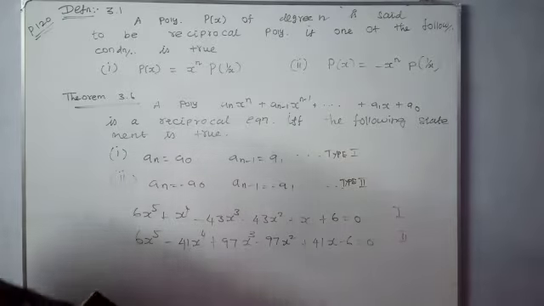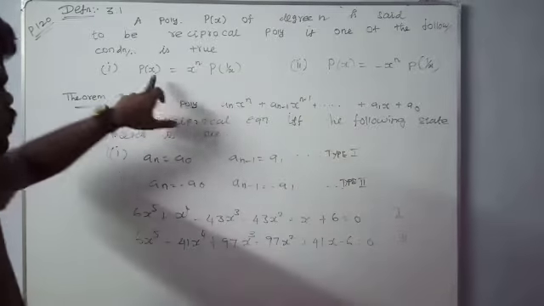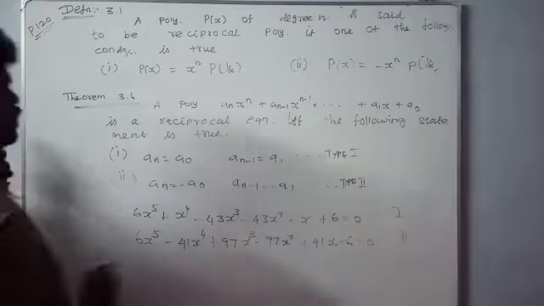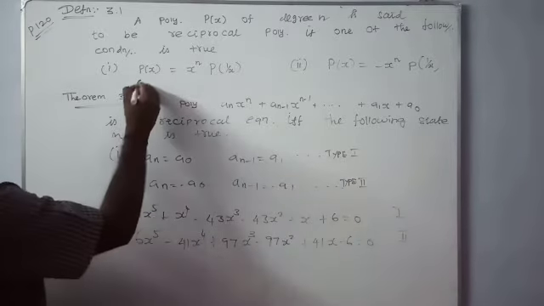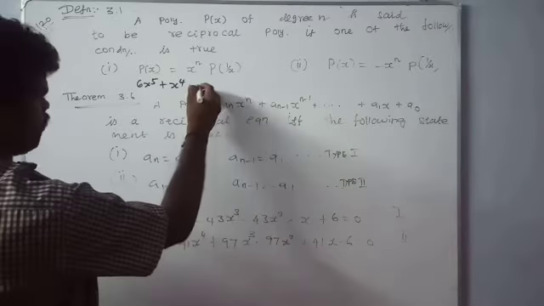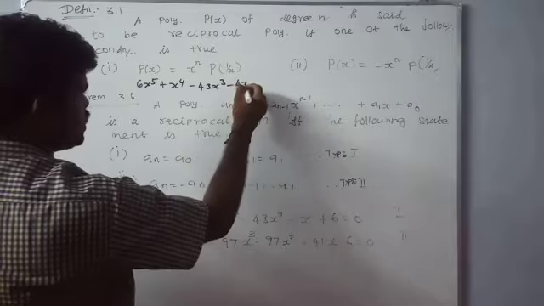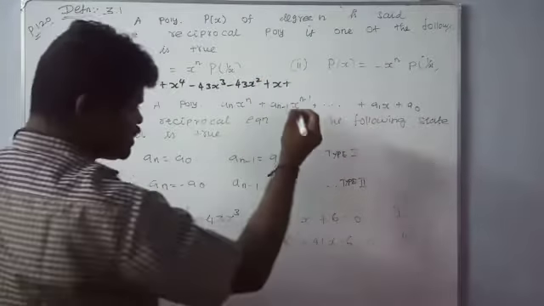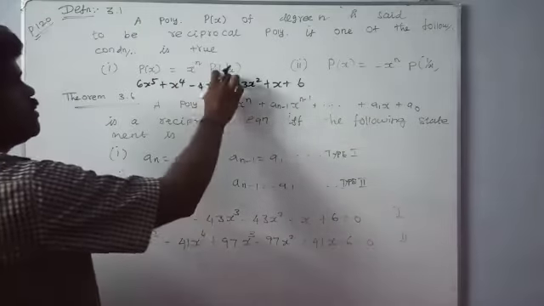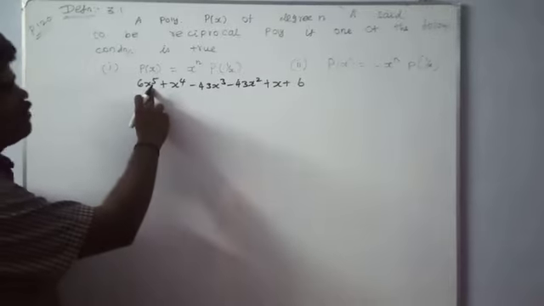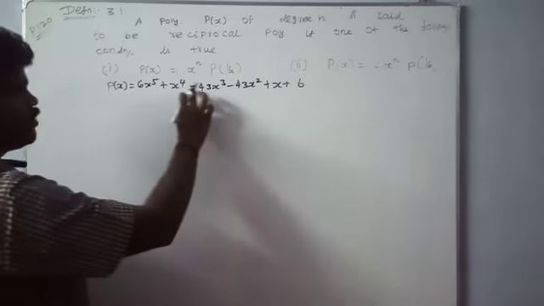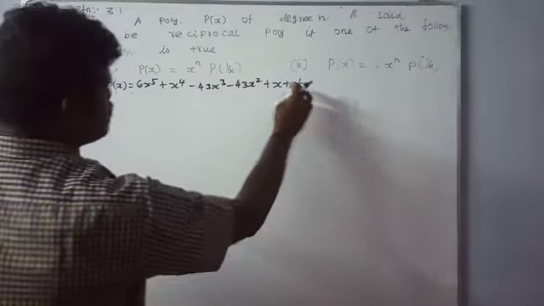Okay, so here we want to apply p of x. This is also p of x. What is p of x? This one: 6x power 5 plus x power 4 minus 43x cubed minus 43x squared plus x plus 6. This is the type 1 equation. How to change it? x power n times p of 1 by x. This is known as p of x equal to 6x power 5 plus x power 4 minus 43x cubed minus 43x squared plus x plus 6.